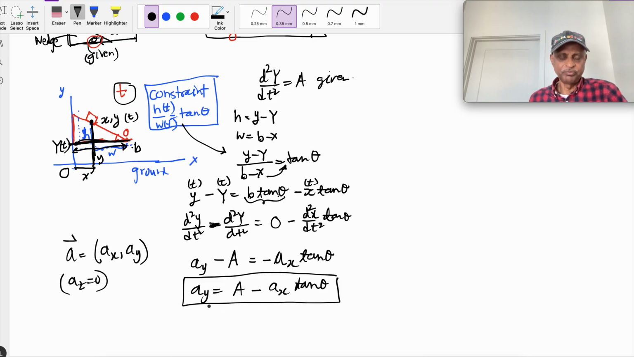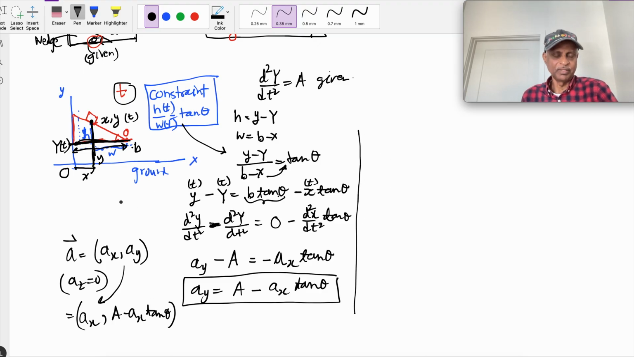So actually, if I just find ax, I can find ay, both of them. So over here, I just need to find one of them. I just need to find a minus ax tangent theta. So we just find ax. Okay, how do we find ax and ay? Well, we need to write equations of motion.